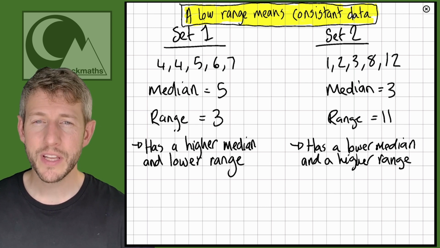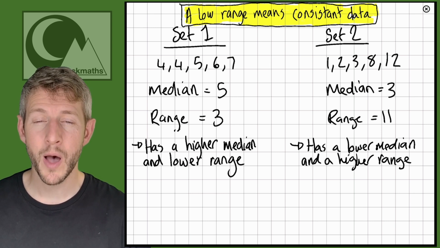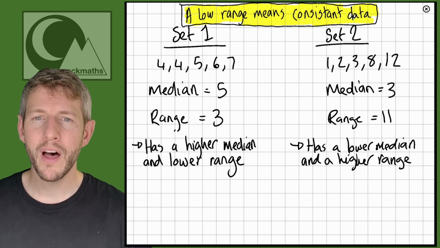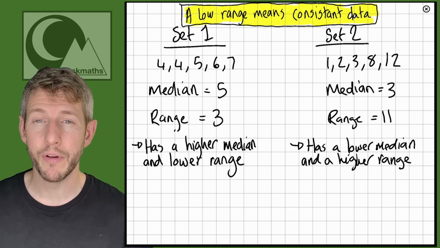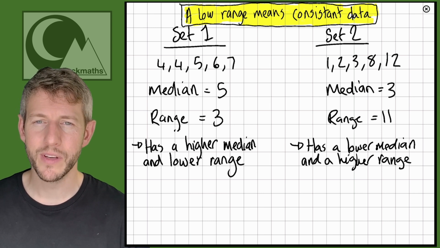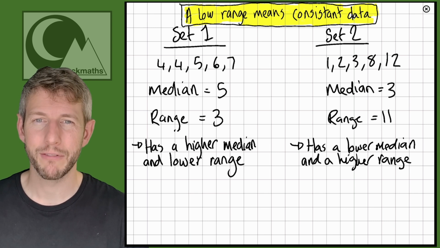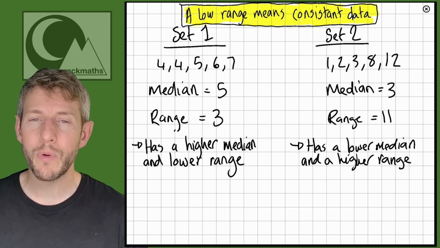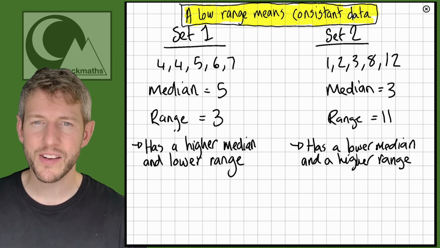Now, the interesting thing about these numbers is we can use them to dictate how much the median tells us about the data. With the second set, we've got the median of 3 and the range of 11. That high range tells us that this median doesn't really tell us much about the numbers that we have. If we look at set 1, we've got a median of 5 and a range of 3. So 5 is actually much more representative of those numbers.